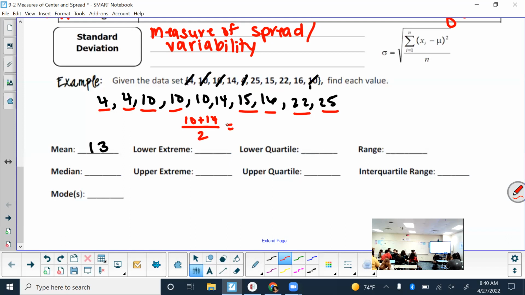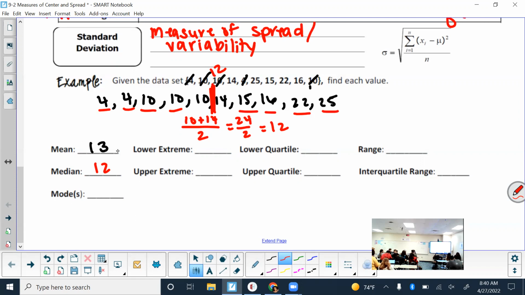2. What's 10 plus 14? 24. What's 24 divided by 2? 12. So our median is 12. You can kind of think of it as the middle point between these 2 numbers too. So my median is actually here, it's 12.